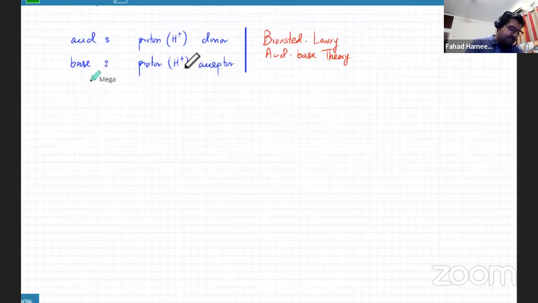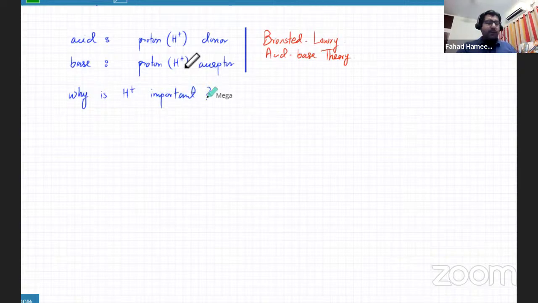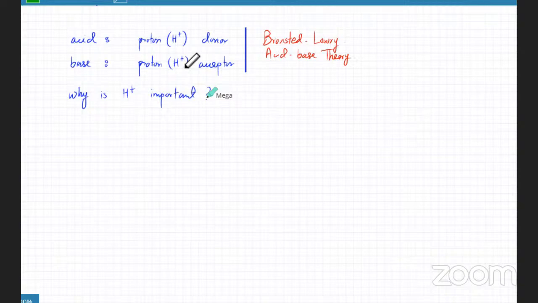And why are acids and bases so important? Apart from the equations, there are obviously reactions happening, but why is it so important? Okay. Anyways, does anyone know any answer for this? Any guesses? pH level. It controls the pH level.